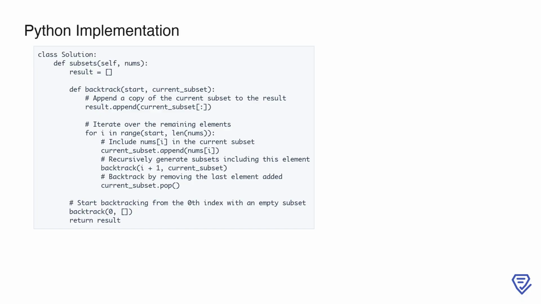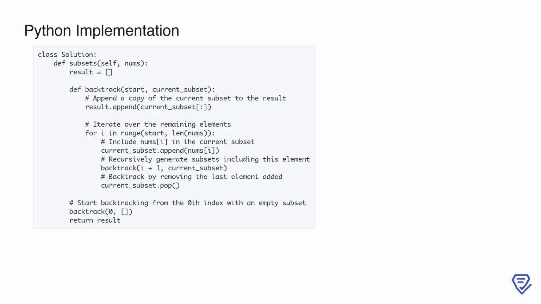The backtrack function takes two arguments: start, the starting index for iteration, and current_subset, the current subset being constructed. At each step, a copy of current_subset is appended to result to ensure that modifications to current_subset during recursion do not affect previously stored subsets. The for loop iterates over the elements of nums starting from the start index. For each element nums[i], it is added to current_subset, and the backtrack function is recursively called with i+1 as the new starting index. This ensures that subsequent subsets include the chosen element.